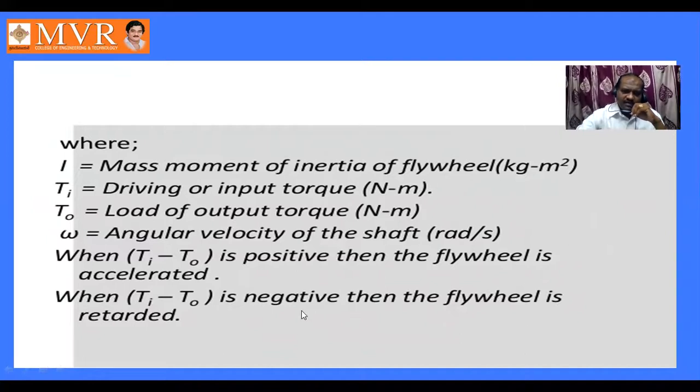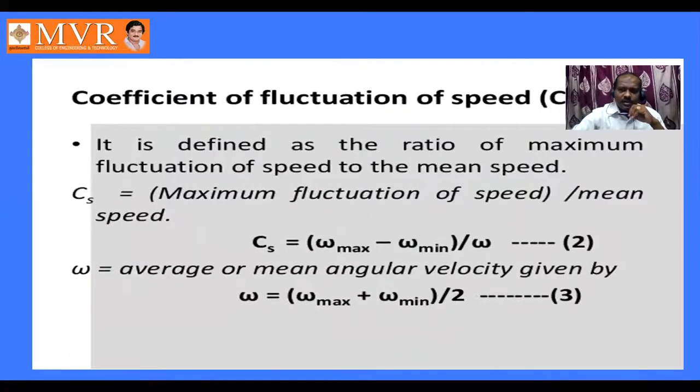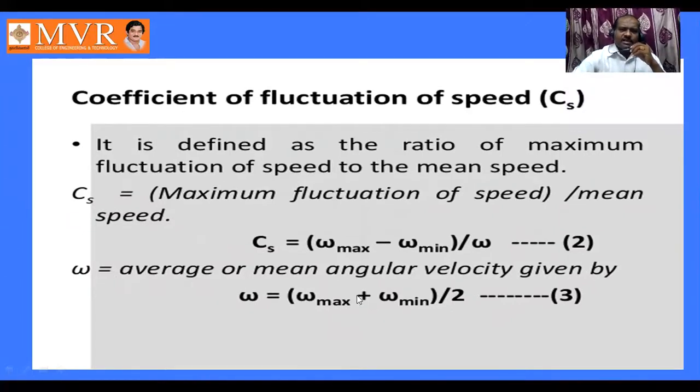That means when energy is absorbed, the speed increases. When energy is given out, the speed decreases. That's why, while absorbing energy, the flywheel increases its speed, and when energy is released it decreases its speed. You have to remember these two points, very important, students. Next, what is the coefficient of fluctuation of energy? Already I explained this topic in the previous class. It is defined as the ratio of maximum fluctuation of speed to the mean speed.